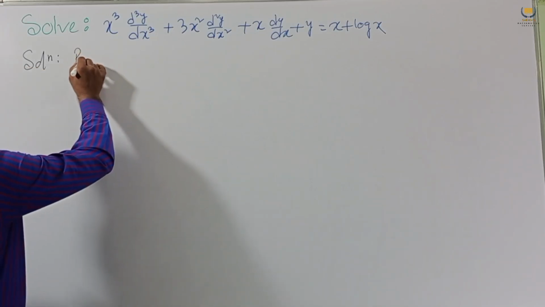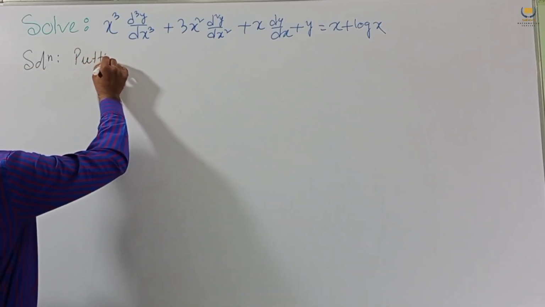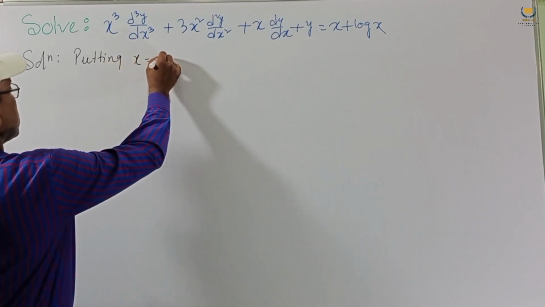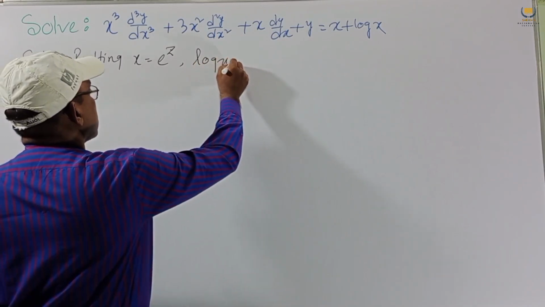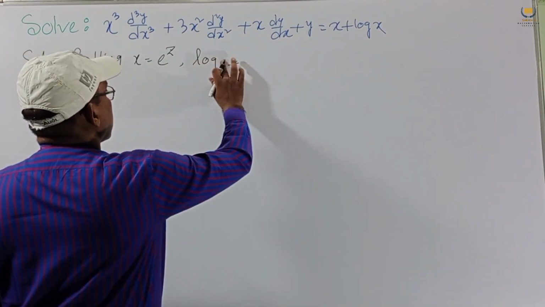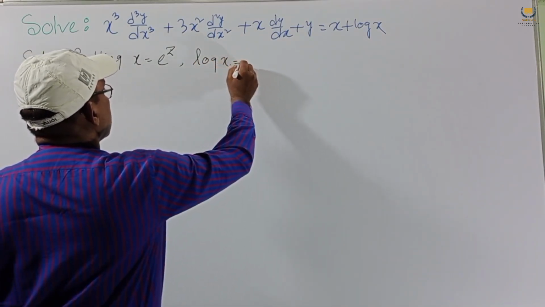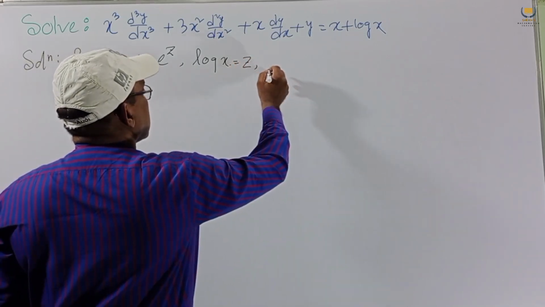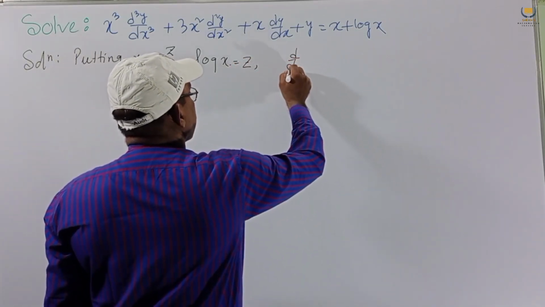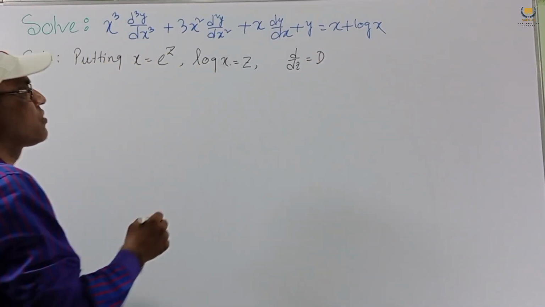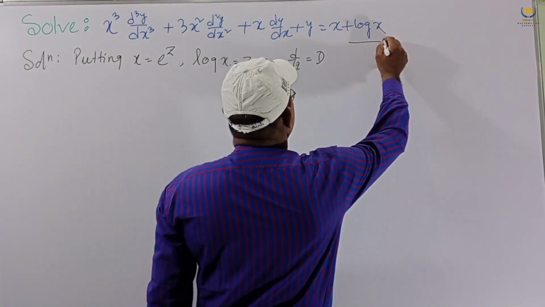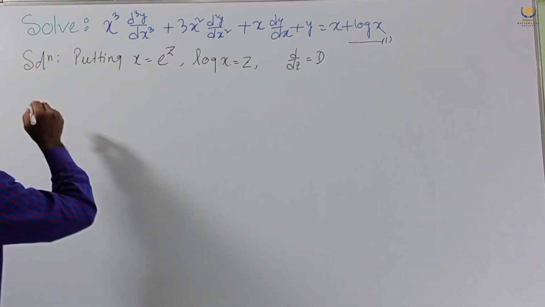So we put x equal to e to the power z, log x equal to z, and d/dz equal to capital D. We consider this as equation number 1.